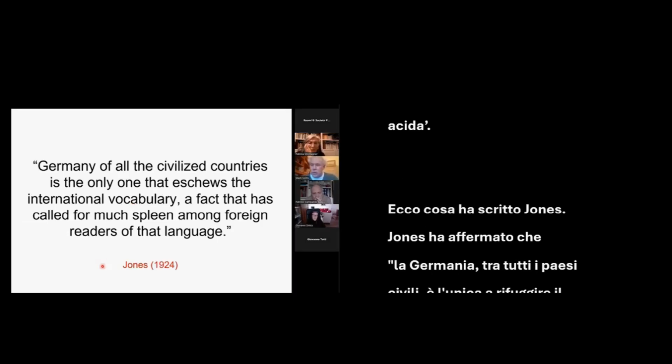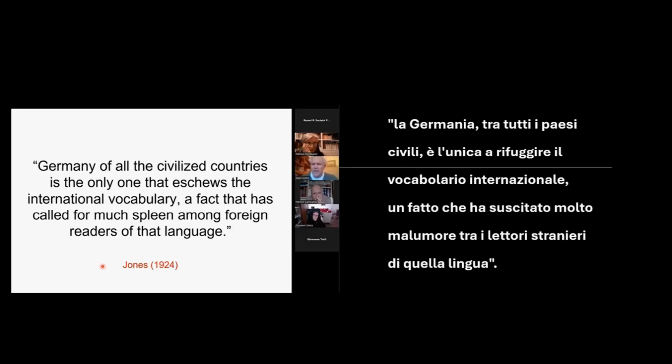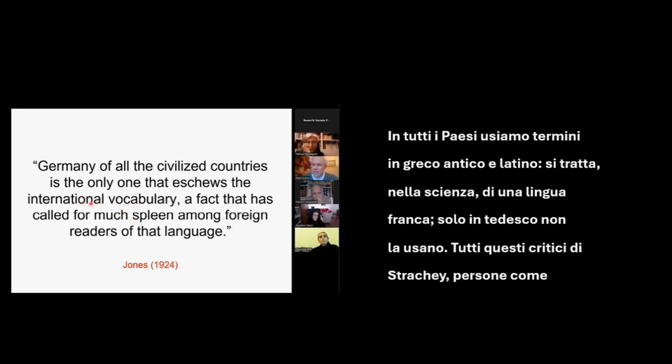Here is what Jones wrote. Jones said that in Germany, of all the civilized countries, it's the only one that eschews the international vocabulary, a fact that has called forth much spleen among foreign readers of that language. In all countries, we use ancient Greek and Latin terms. It's a lingua franca in science. It's only in German that they don't do that.